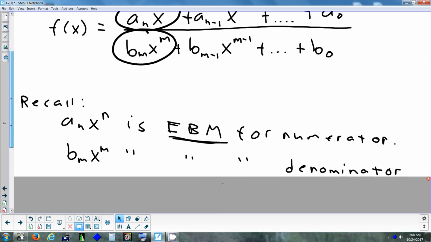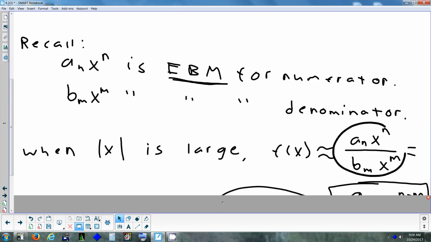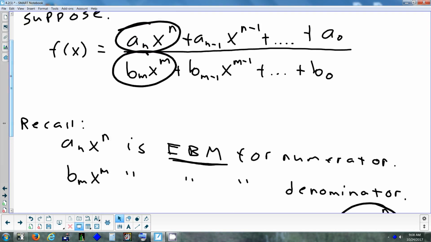So take the end behavior model for the numerator, take the end behavior model for the denominator, and divide them. Okay, so basically, as your x value starts to get bigger and bigger, this approximates what your function is going to look like. Okay. All the other stuff that has smaller exponents, in the big picture, it doesn't make a difference.